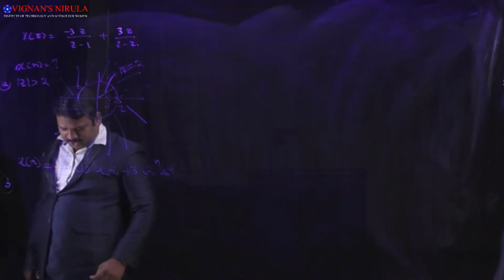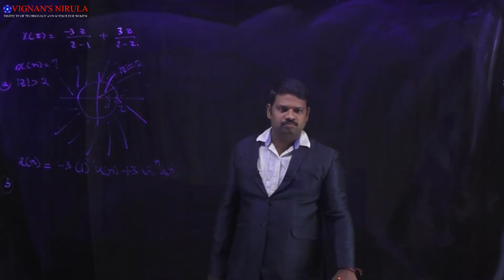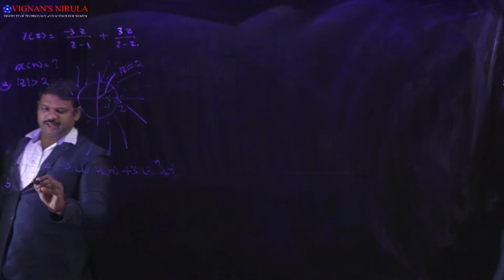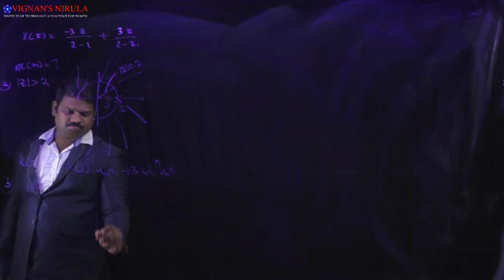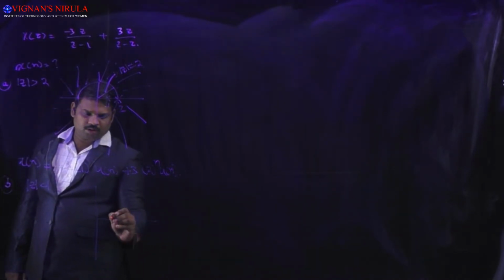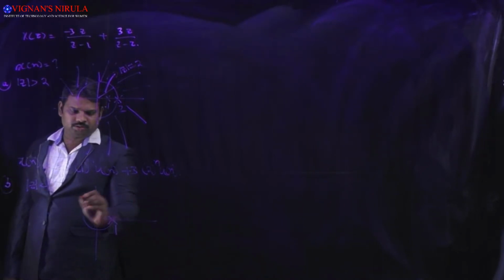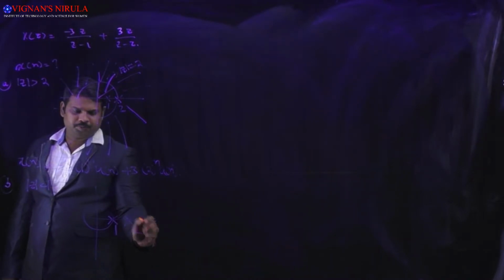If mod z is less than 1, then it is the case of mod z less than 1. This is pole 1, this is pole 2. The ROC is this one.